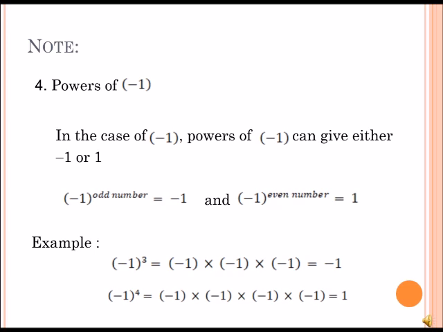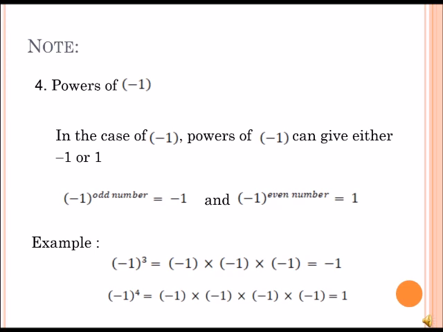But in the case of minus 1, powers of minus 1 can give either minus 1 as the answer or 1 as the answer. Let's see. If the base is minus 1 and the exponent is an odd number, the answer is minus 1. If the base is minus 1 and the exponent is an even number, the answer is plus 1.